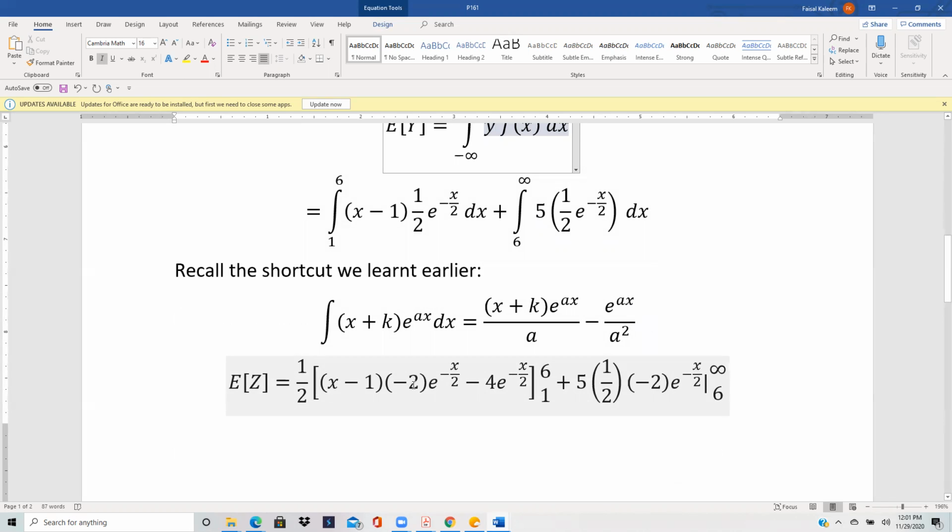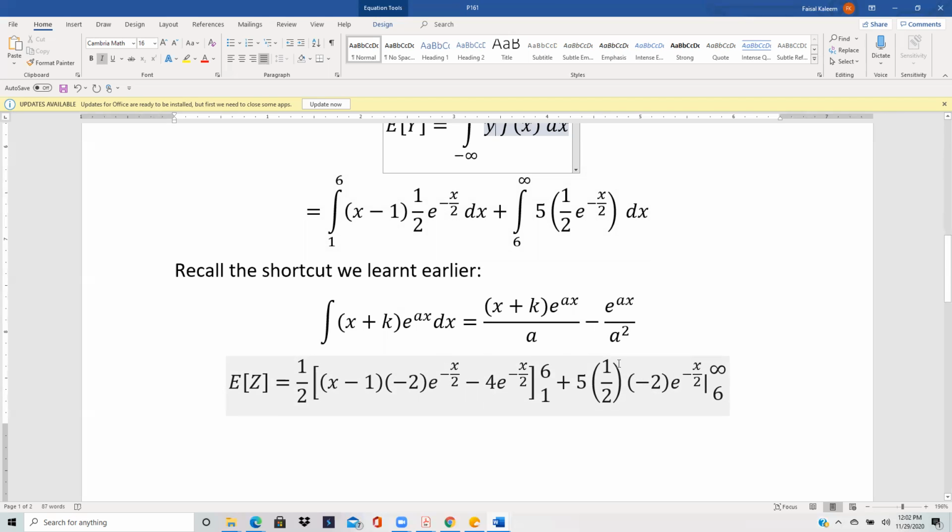And then the second part here is e to the ax over a squared, so e to the negative x by 2 divided by negative half squared. Negative half squared will be 4. And for the e to the ax term, it is e to the ax divided by a. So the 5 and the half are constants, and e to the negative x by 2 divided by negative 1 by 2 is like multiplying by negative 2.